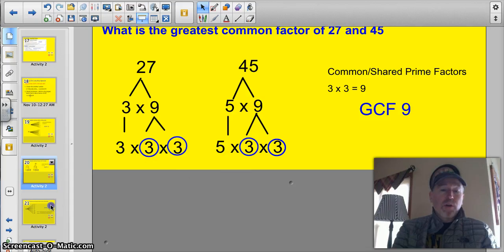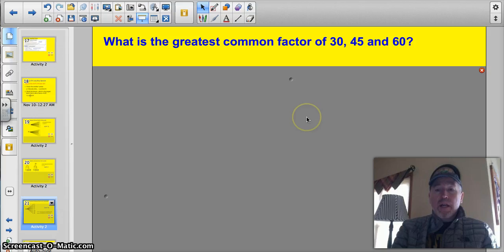All right, let's try one more. The greatest common factor, go ahead and do the Danny Dudley lazy boy method on this one. For 3 numbers, 30, 45, and 60. Go.